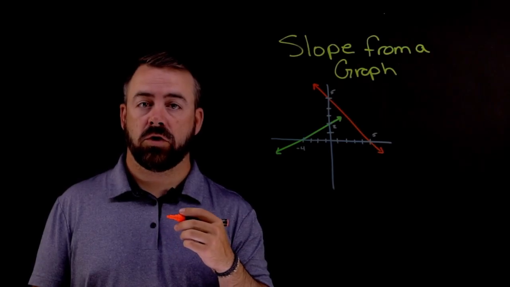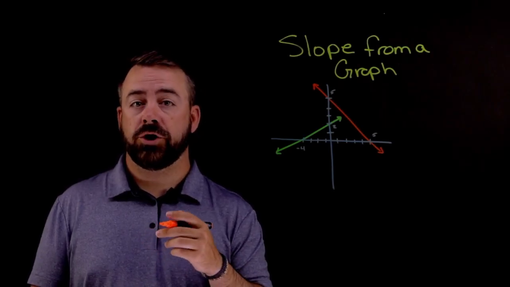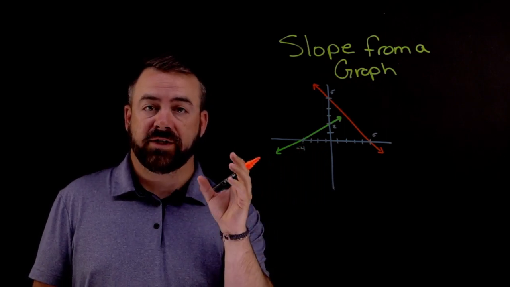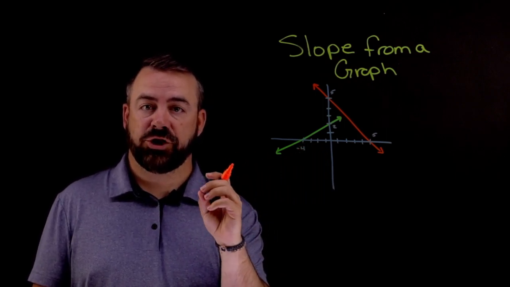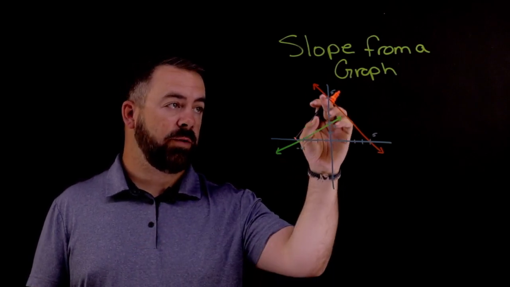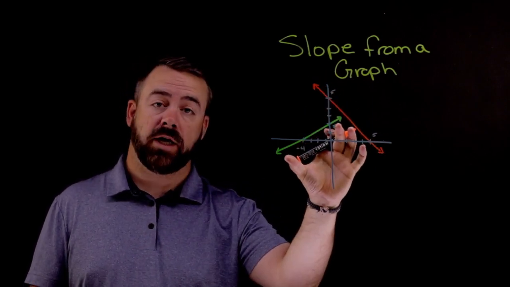I want to look at something called slope. And what we're going to do is find slope from a graph. Now, slope is this idea of how a line changes, but it needs to be constant. Now, I have two lines up here. I have an orange line and a green line.